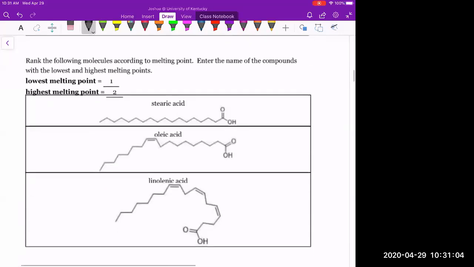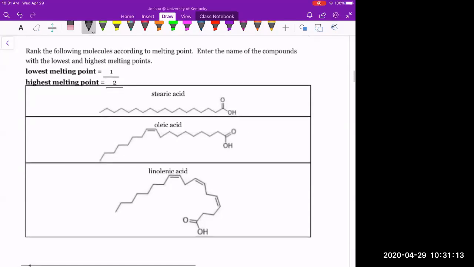Next question. Rank the following molecules according to melting point. Enter the name of the compounds with the lowest and highest melting points. The lowest is linolenic acid, because it has the most carbon-carbon double bonds. And the highest melting point is stearic acid, which is a saturated fat, which has no carbon-carbon double bonds.